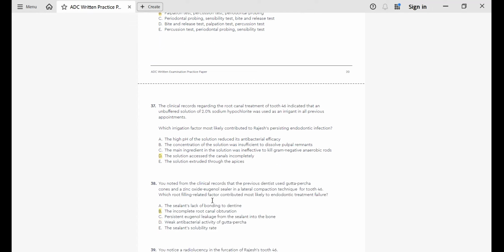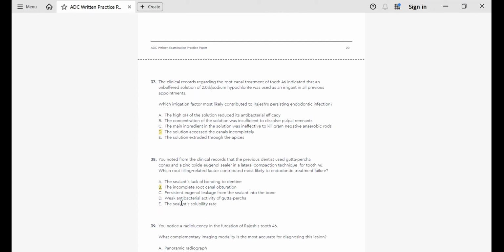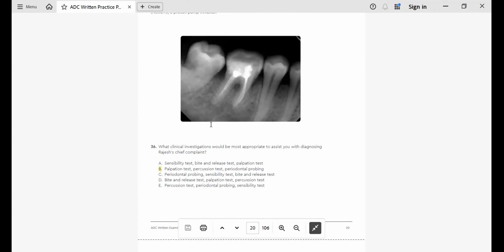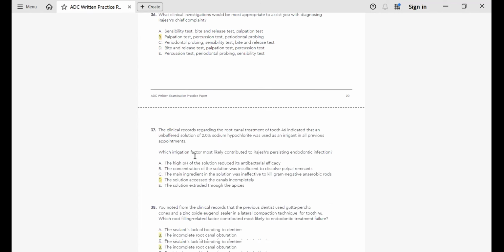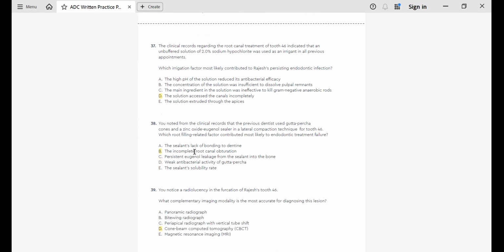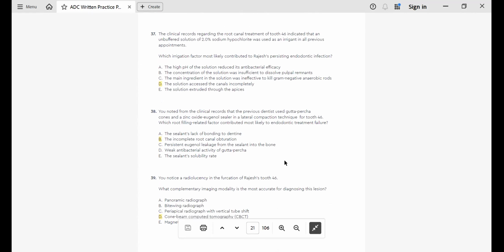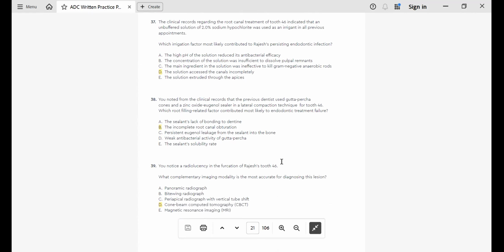Which root filling related factor contributed most likely to endodontic treatment failure? The incomplete root canal obturation, right? Which is option B, because we can see that it's definitely incomplete. You notice a radiolucency in the furcation of Rajesh's tooth 4-6. What complementary imaging modality? CBCT, of course.